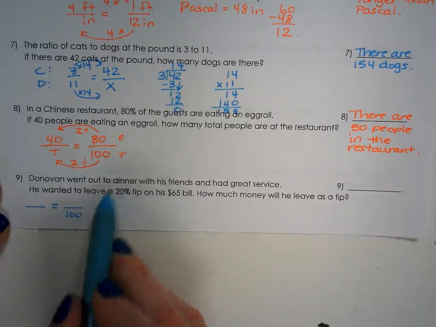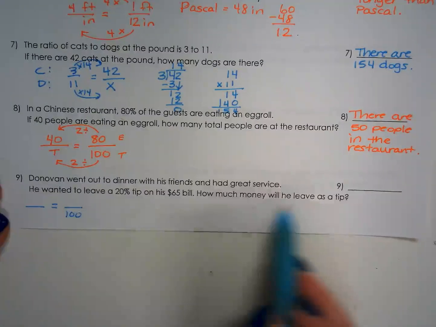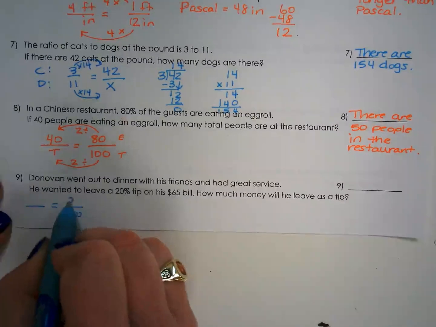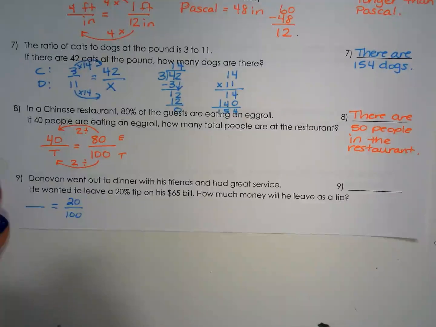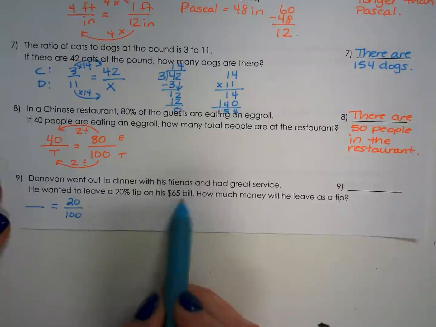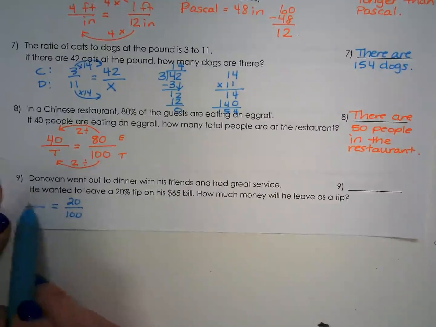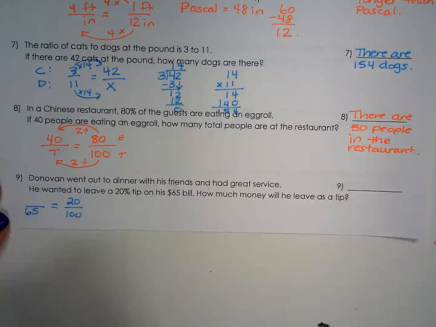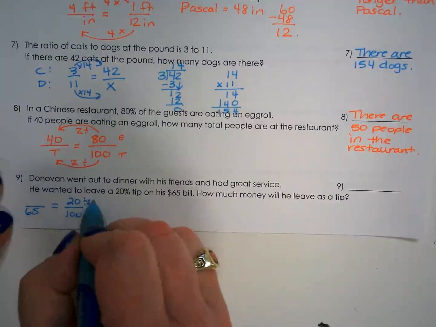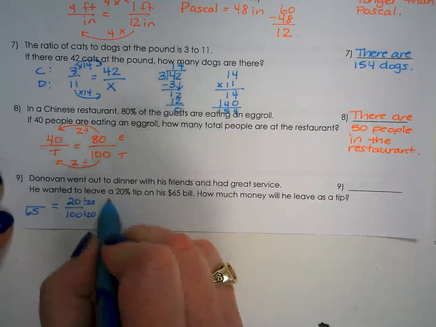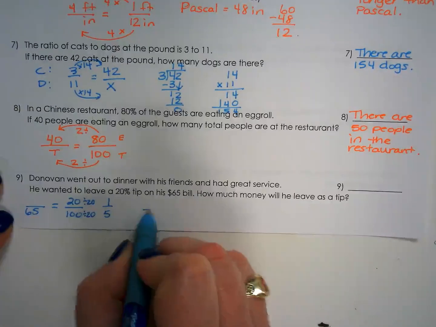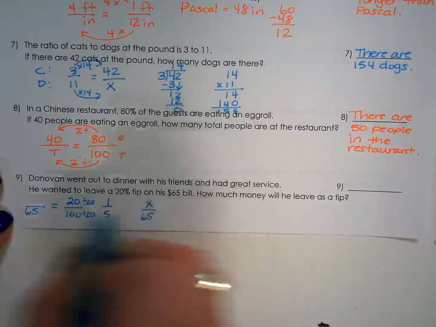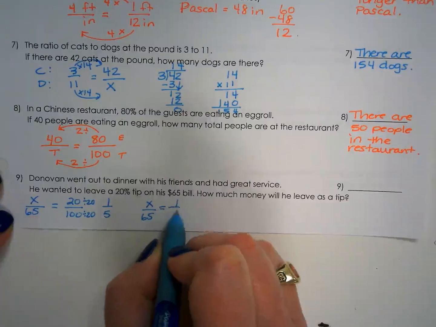We know that we're trying to leave a 20% tip, and we want to know how much money he's going to leave as a tip. So 20% is what we're looking for. And it says this was his total bill, and we want to leave a part of that as his tip. So 65 goes down here. We have simplified 20 hundredths a million times, but just in case you don't remember, we're going to divide by 20, and we get 1/5. So I'm going to rewrite this as something over 65 equals 1 over 5.